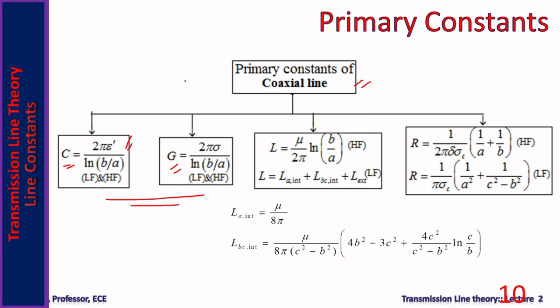So, these are valid both at low frequencies as well as high frequencies. When it comes to inductance, L is mu by 4 pi natural logarithm b by a. This relation is obtained from mu epsilon equal to LC. How has this relation come into being? The velocity of the wave over the line, velocity of the signal over the line, is 1 by root LC. This is transmission line theory.